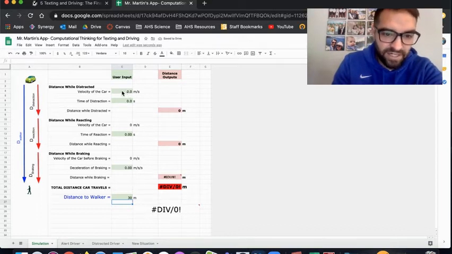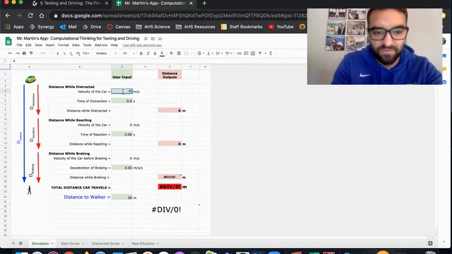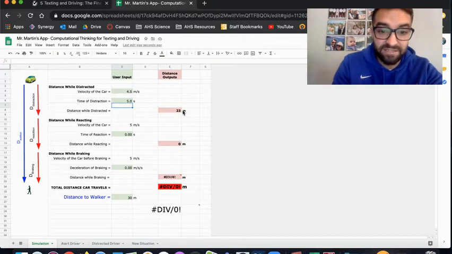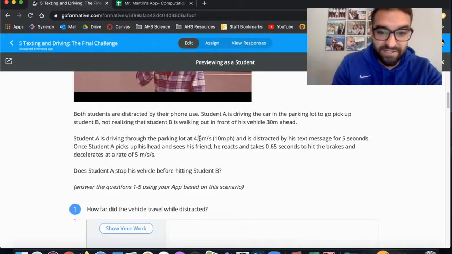Then you want to try and add the input from the scenario. So the velocity of the car was 4.5 meters per second. Being distracted for 5 seconds. Okay, so again, you're going through and adding that information, and it's going to start finding your distance outputs for you. Continue that with the reaction time and the rate of deceleration.